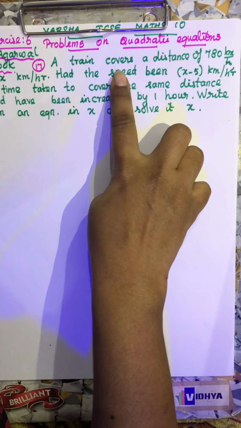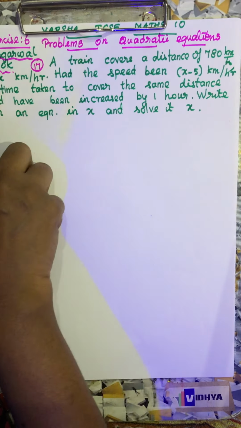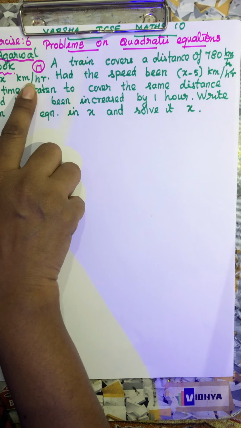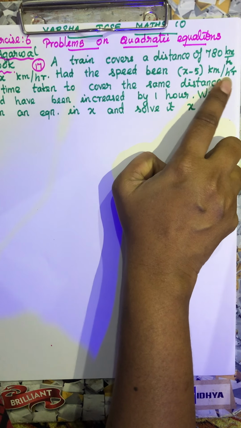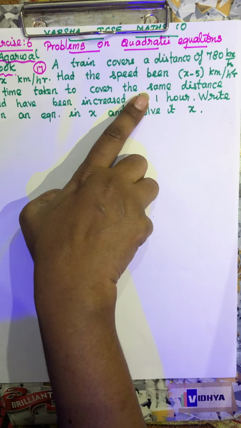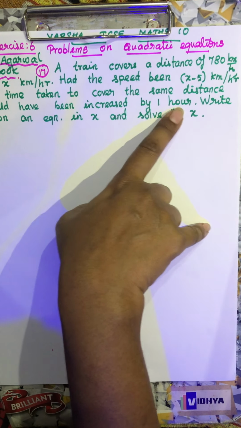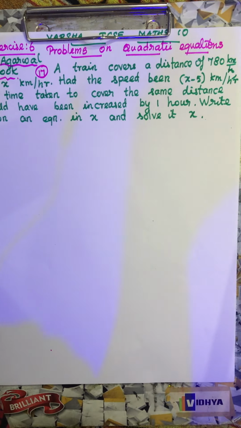A train covers a distance of 780 kilometers at x kilometers per hour. Had the speed been x minus 5 kilometers per hour, the time taken to cover the same distance would have been increased by 1 hour. Write down an equation in x and solve it for x. So this is our question, students.